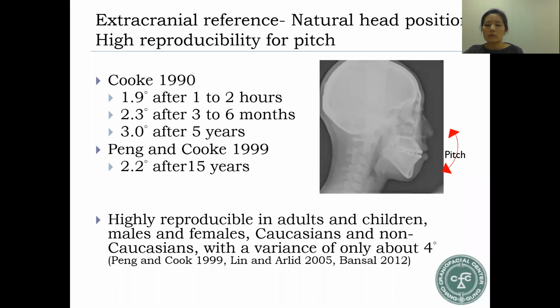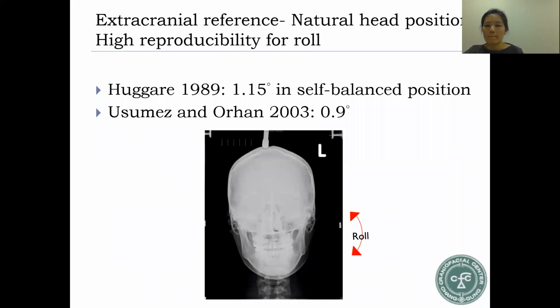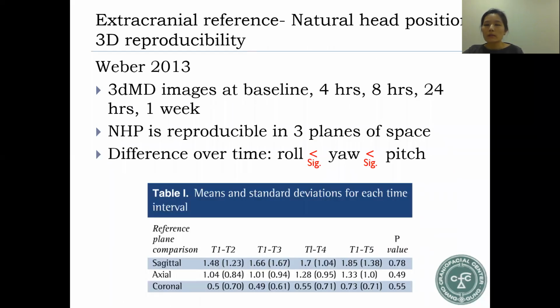Natural head position has been found to be highly reproducible in both adults and children, in males and females, in Caucasians and non-Caucasians. The reproducibility for roll was also good, around 1 degree. And Weber's study showed that natural head position was reproducible in 3 planes of space. The reproducibility is best for roll, then yaw and pitch, in that order.